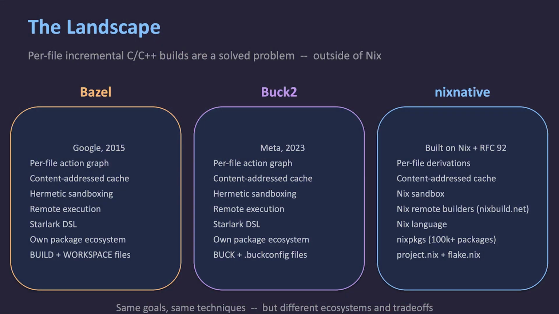The reason I find this particularly compelling for Nix is because if you think about what this really gives us, if you compare it to other build systems like Bazel and Buck2, what do they have going for them? They have a per file action graph, content address caching, hermetic sandboxing, remote execution. They both have their own respective Starlark DSLs, which is a Python-like language if you're not familiar. And then they have their own package ecosystem where people have built other stuff in Bazel and Buck2, but they only work with themselves.